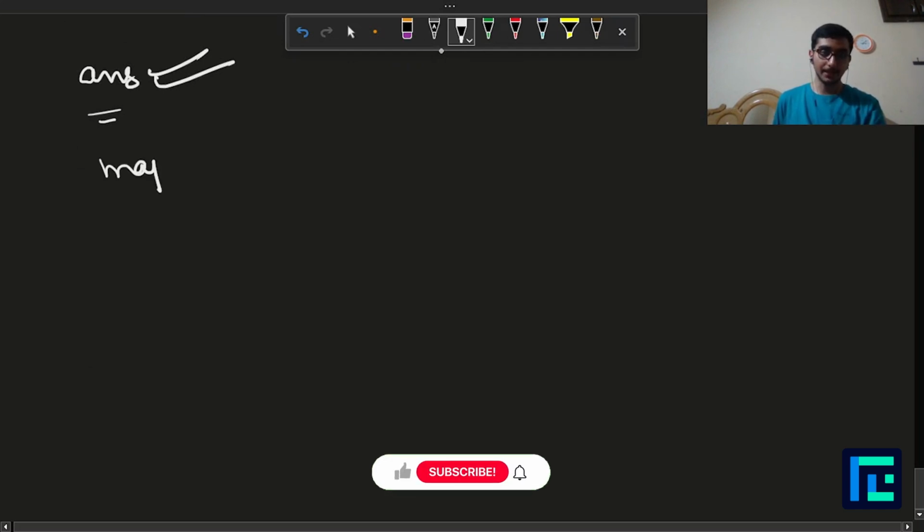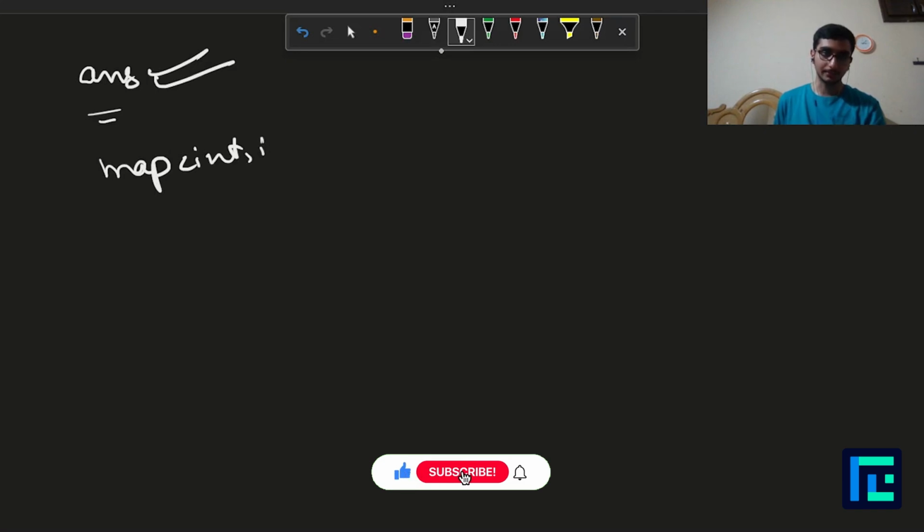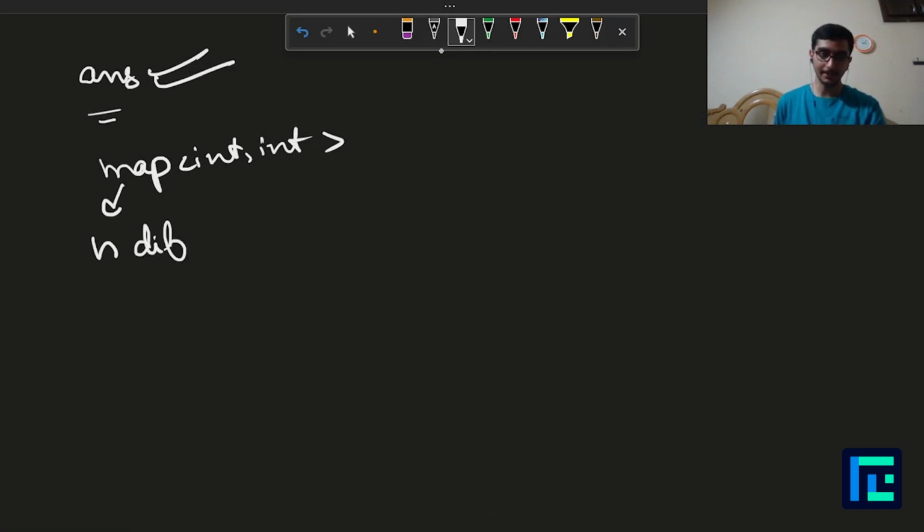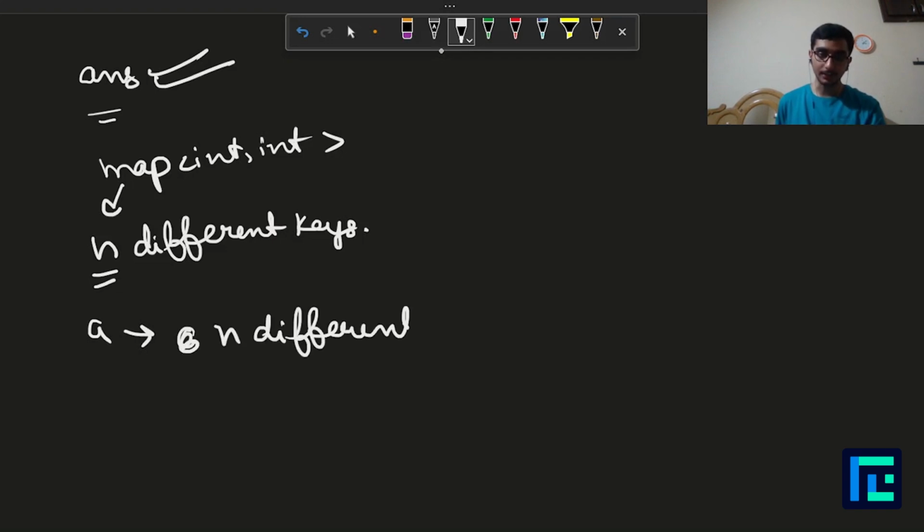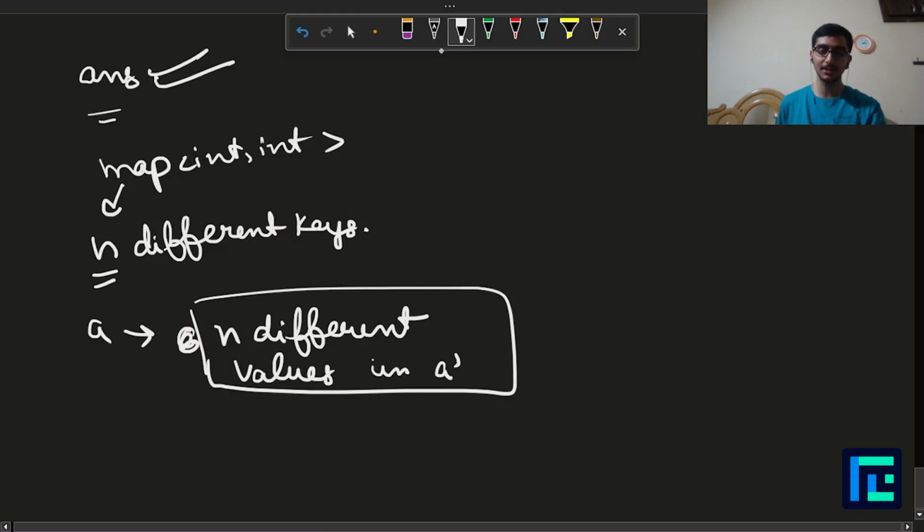So we are using a map here to store the values, right? And the map can at max contain n different keys, because there are n numbers in my array A. So I can have at max n different values in A dash, right? And if there are n different values in A dash, then there would be n different keys in my map.